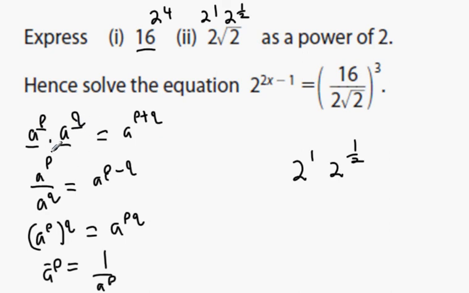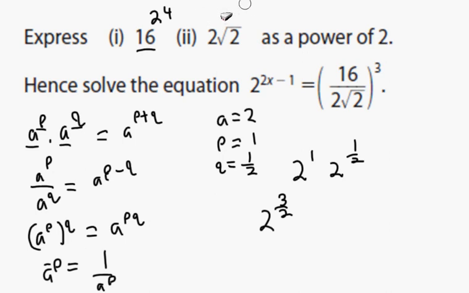A is what? What's in A's position? 2. A is 2. What's in the P's position? 1. And the Q's position? And what it's asking you to do is write down P plus Q. What's P plus Q? 1 plus a half, which is 3 over 2. That's that rule in effect, okay, if you forget it. Okay, it's 3 over 2. Everybody right thus far? Okay, next part.